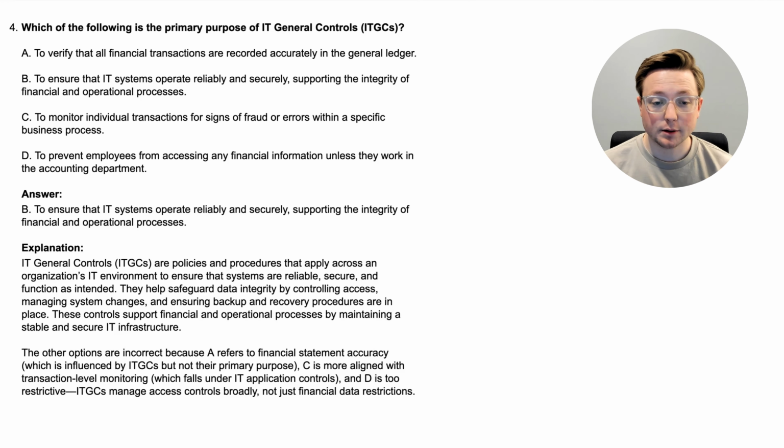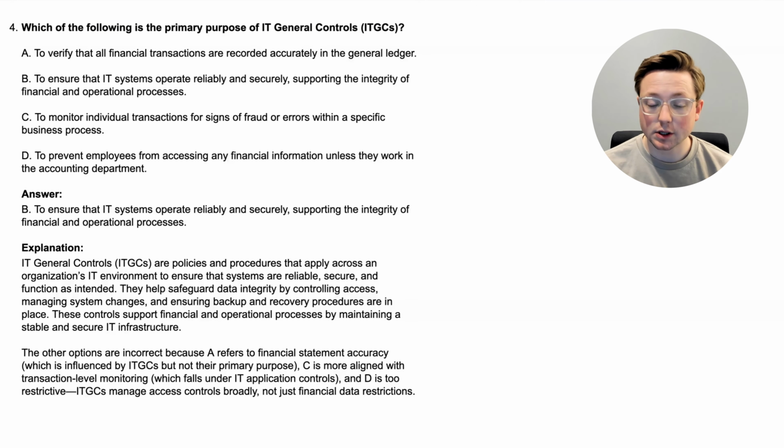Okay, here we are at the answer: B, to ensure that IT systems operate reliably and securely, supporting the integrity of financial and operational processes. Again, that one might have been kind of easy because this one mentioned IT and the other ones didn't, but you have to pay attention to be able to do that. So let's walk through the explanation.